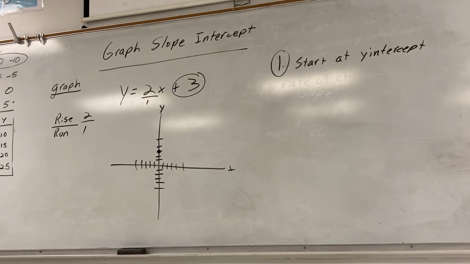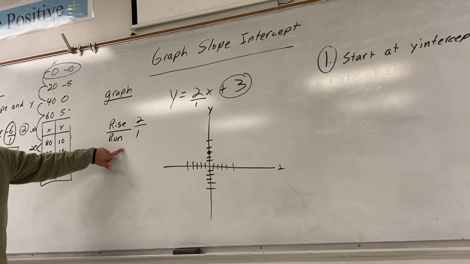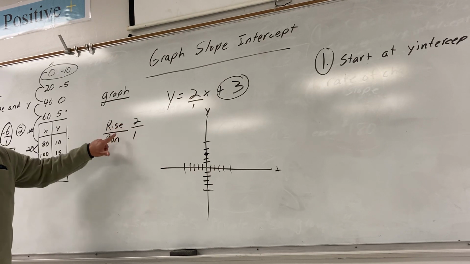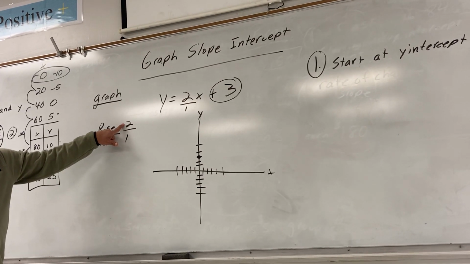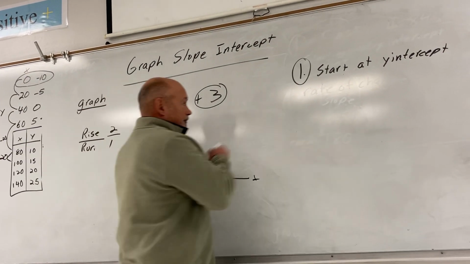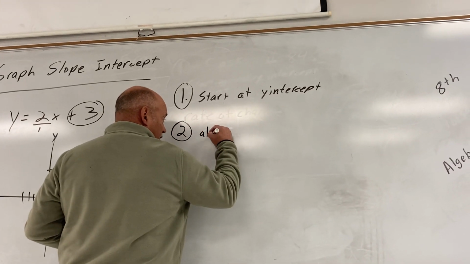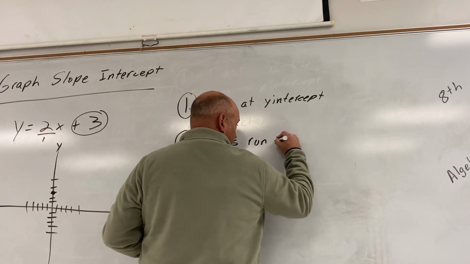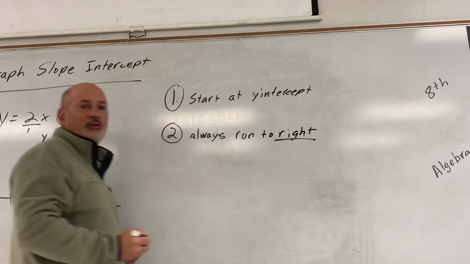Now we're going to use the slope. What does the slope tell me to do? Rise over 1. Rise how many? 2. And run how many? 1. Okay, so we are going to go 2 in the rise direction, 1 in the run direction. Step 2. Always run to the right. If you want to be right, run to the right.